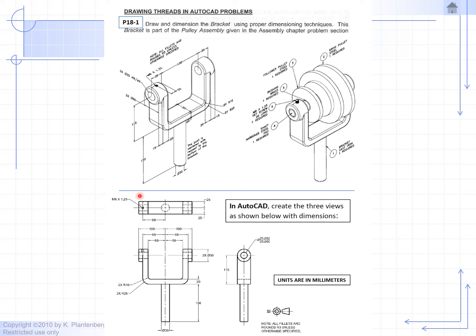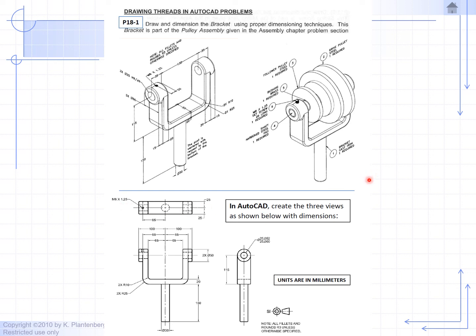And here's our thread callout. So this assignment is in millimeters. Units are in millimeters. And we have a hole with threads, a tapped hole. And the size of the thread is M8 by 1.25. So the M is for the metric system, and we are using millimeters. So the major diameter of the thread is 8 millimeters by 1.25. So the 1.25 tells us the pitch. That's the distance between the threads, which is 1.25 millimeters.